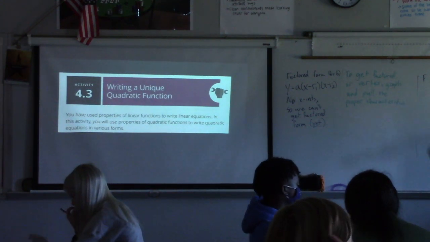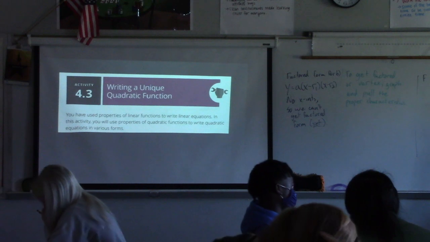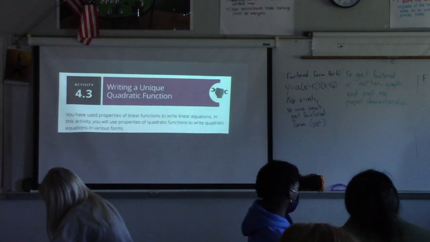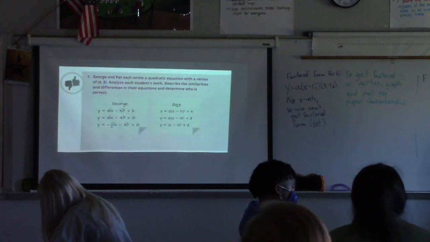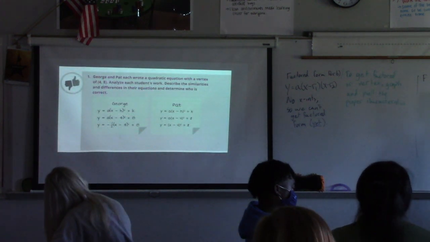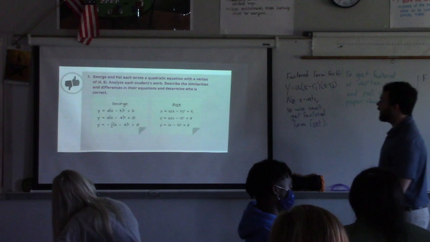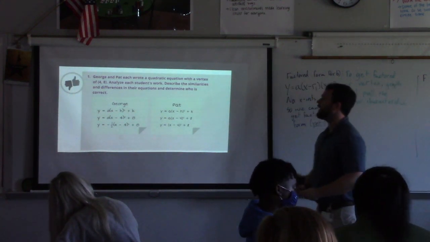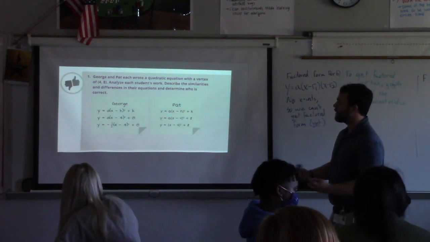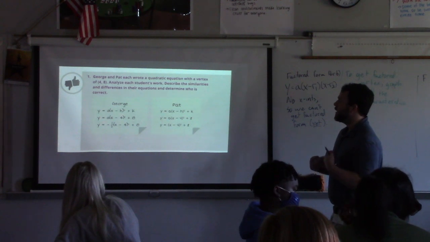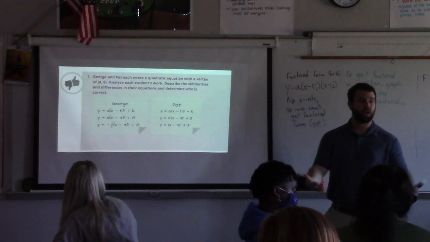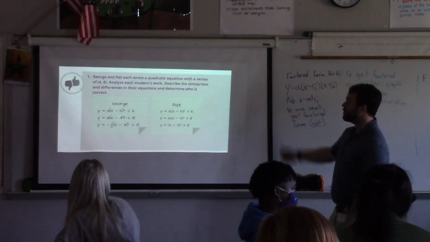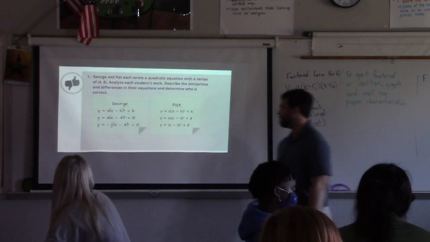You've used properties of linear functions to write linear equations. You've also used properties of exponential functions to write exponential equations, right? Now it's time to do it for quadratic. So, George and Pat each wrote a quadratic equation with a vertex of 4, 8. Analyze each student's work, describe the similarities and differences in their equations, and determine who is correct. Mostly I just want you to focus on determining who is correct. Talk for 60 seconds, figure out who you think is correct between George and Pat.